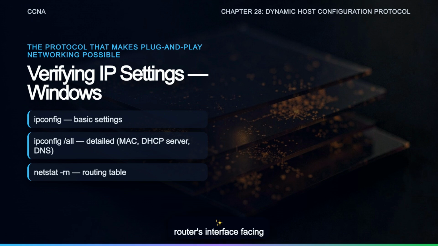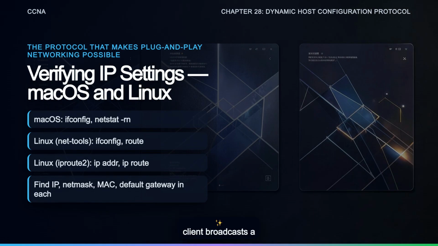You configure the router's interface facing the clients with ip helper-address, followed by the DHCP server's IP address. Now when a client broadcasts a discover message, the router intercepts it and forwards it as a unicast packet to the remote server. The server's offer and acknowledge messages come back through the router to the client. Make sure you put the helper address on the correct interface, the one connected to the clients, not the one facing the server. You verify it with show ip interface.